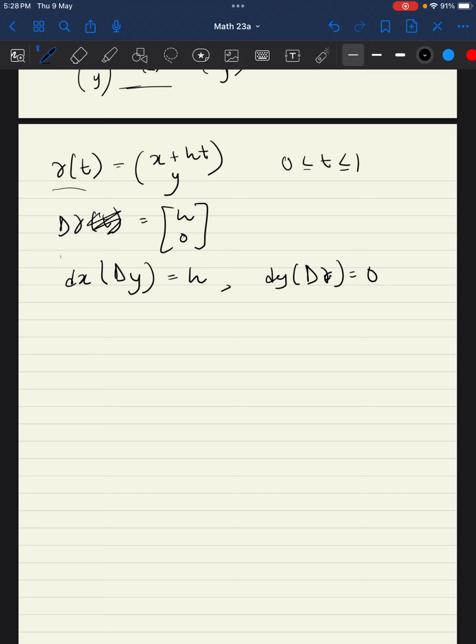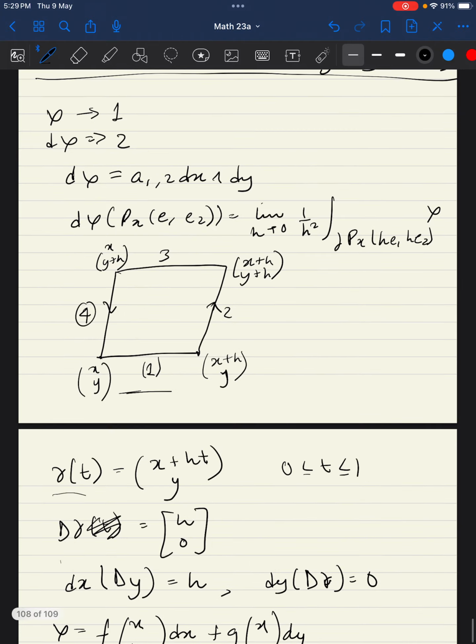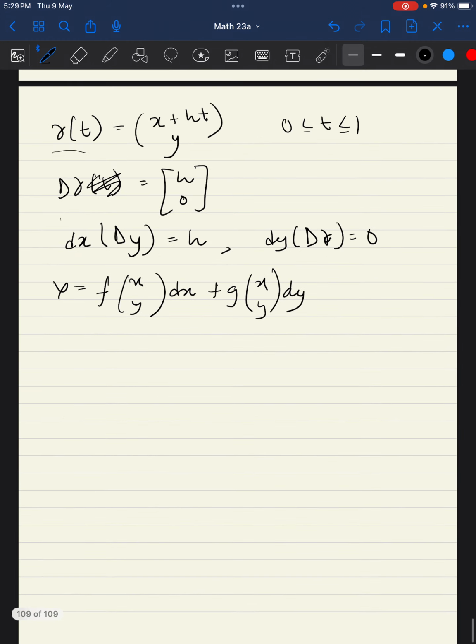In this case, the original phi, the differential form that we had, looks like f of xy dx plus g of xy dy, and the contributing exterior derivative, by plugging this back in, is going to look like 1 over h squared, which we got from before, times the integral from t equals 0 to 1 of f of x plus ht, y, which is the parametrized form, times h dt. All right, so this is along segment 1.